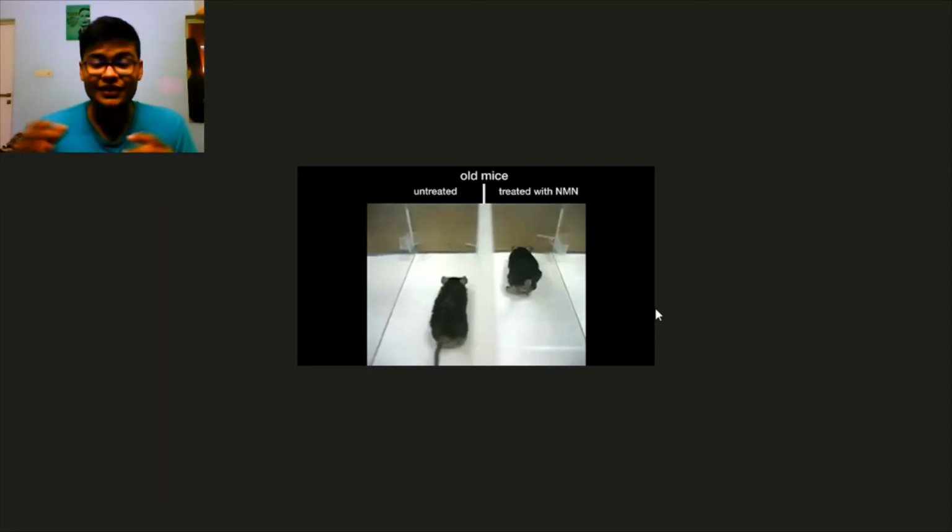And the ones which were given NMN, they ran 3 kilometers. So that's like a marathon. That's like an ultra marathon for mice. They don't do that. They don't run that much. And this was with older mice, not even younger mice.